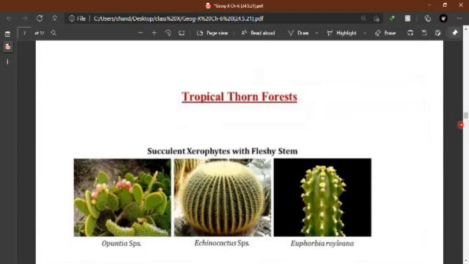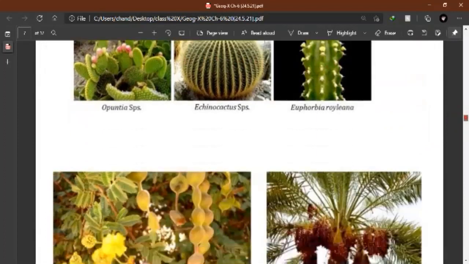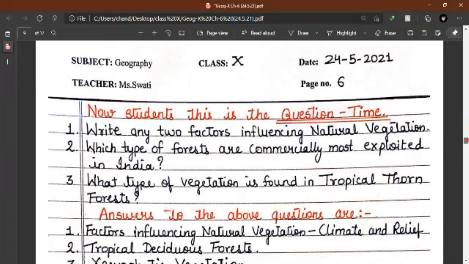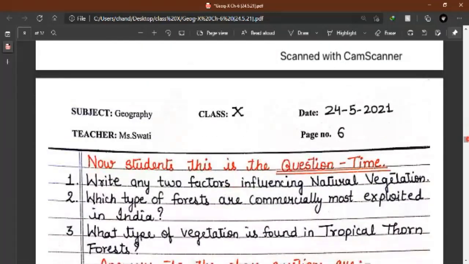Now students, these are the 3 types of natural vegetation of India. Before going any further in the topic, let me ask you a few questions, after which you may pause the lesson for 3 minutes. So your questions are: write any 2 factors influencing natural vegetation. Second, which type of forests are commercially most exploited in India? And number 3, what type of vegetation is found in tropical thorn forest?